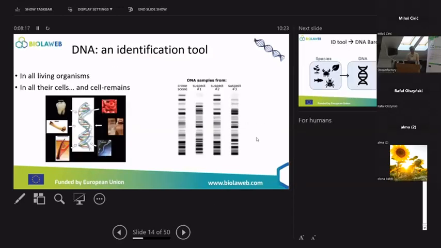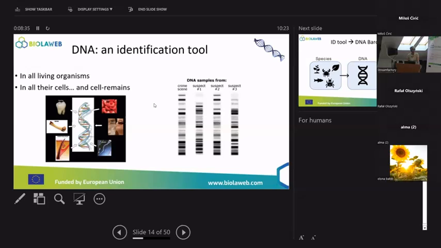DNA, in fact, can be used as an identification tool because it's in all living organisms and in all their cells and remains. As we leave DNA everywhere, that's why it's used in criminology.